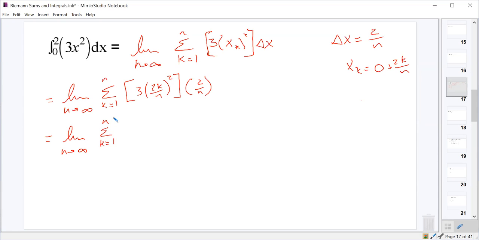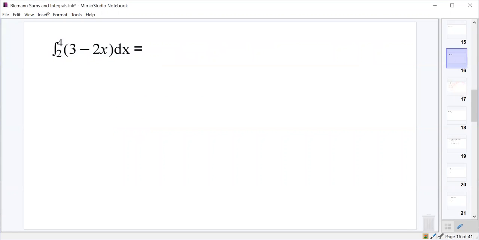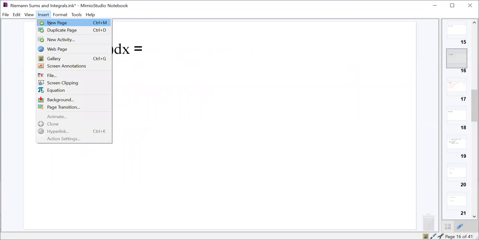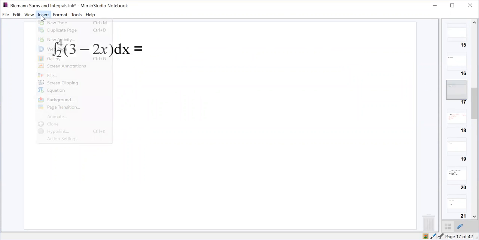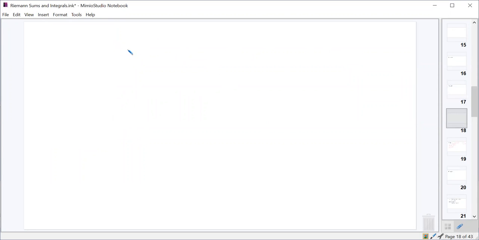Which as we put all that together, we should get 2 times 2 times 2 times 3. So that should be 24k squared over n cubed, it would look like. And what's the summation? Should do this on a new page here, maybe. There we go. What's the summation from k equals 1 to n of k squared?